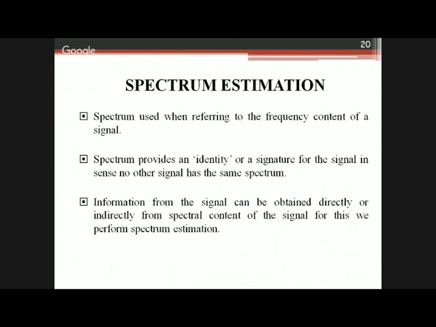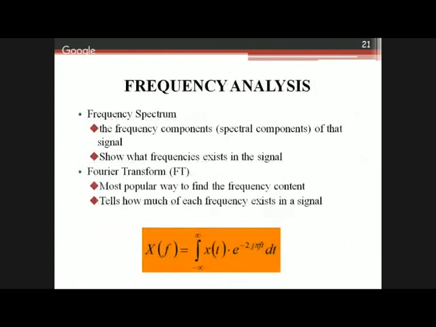In order to get information from the signal, the real-time signals that we are sensing, the physical changes we are talking about, we need their spectrum. From their spectrum, we basically get what information they are having. We have to get their frequency content. So how can we get the frequency content of the signals?